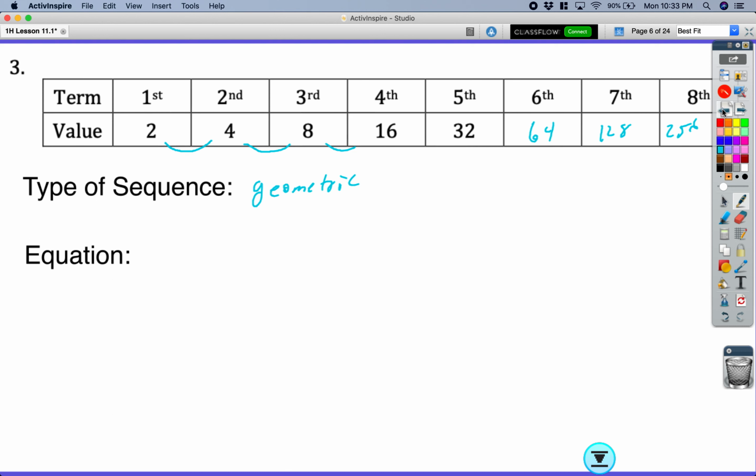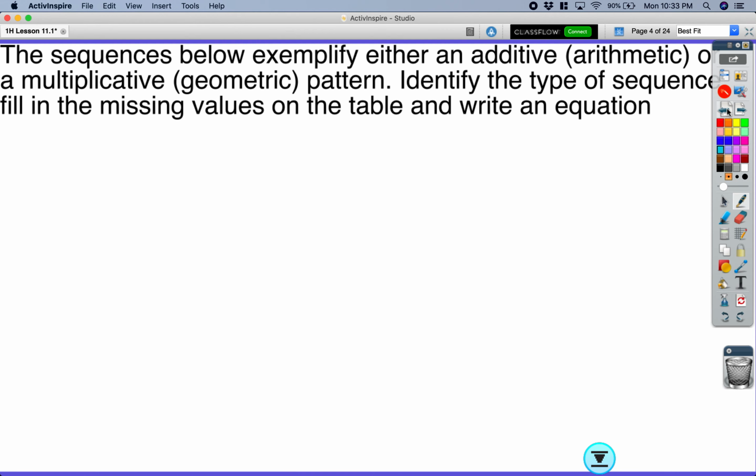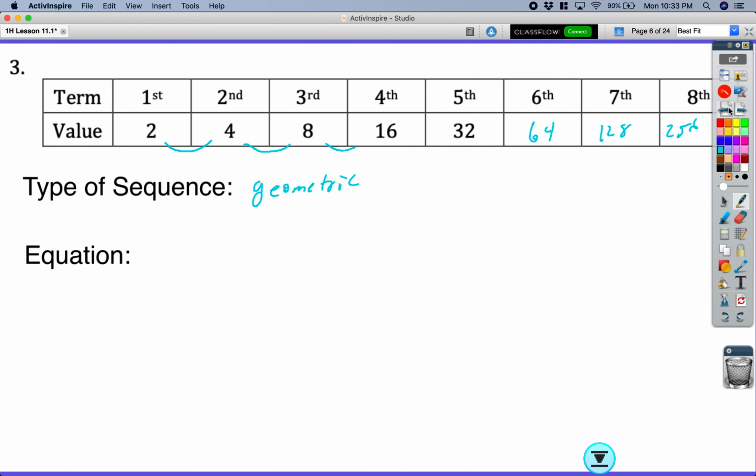And then let me just double check. Did it want me to do the equation? Let's see, recursive. Missing values of the table and write the equation. It doesn't say which one, so I'm just going to go ahead and write this in explicit form. So this would just be f of x is equal to my first term, my initial, which is 2, times my growth factor. I'm doubling those. And then since I'm starting off at the first term, I would have x minus 1. Okay, looking like this.